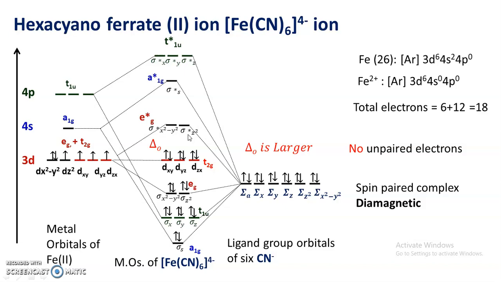Now, highlighting points about this complex are: there are 12 electrons accommodated in 6 bonding molecular orbitals. Remaining 6 electrons prefer to pair up in T2g, as the delta O is large. The higher delta O is due to greater extent of overlap between Eg metal orbitals with suitable ligand group orbitals. And this suggests the stronger covalent character of the iron cyanide bond, Fe-CN bond. And in this hexacyanoferrate(II) ion, all the electrons are paired, hence the complex is diamagnetic. These are the highlighting points.